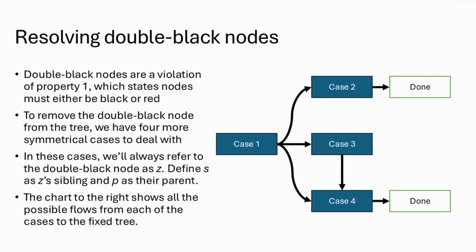To do that, we have 4 more symmetrical cases to deal with. In these cases, we'll call the double black node Z, and then S will be Z's sibling and P will be its parent. And when reading the chart, note that the process can start from any of the cases, as long as we have a double black node in the right position.